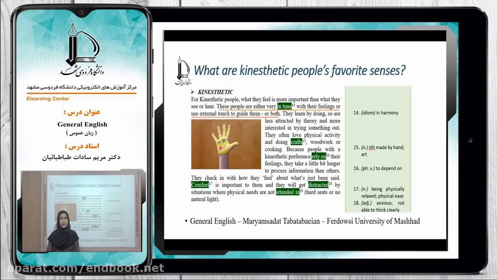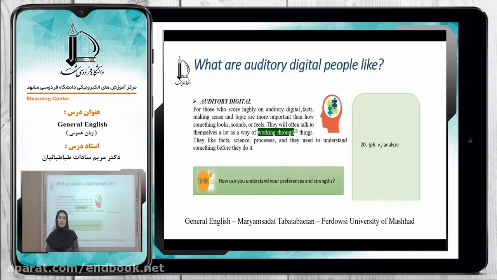Let's move on to the next question. What are auditory digital people like? Auditory digital people, remember, they use logic. The answer is most probably in this part of the text, because the title is Auditory Digital. Let's take a closer look. It says, people with this preference like facts.